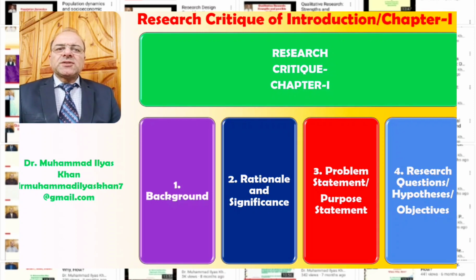Generally this chapter consists of the 4 main subsections. The first one is called the background. The second one is the rationale and significance. Then there is the problem statement or purpose statement of the particular research. And lastly, the research questions or hypotheses and research objectives. So these are important components of the introduction chapter or chapter 1.